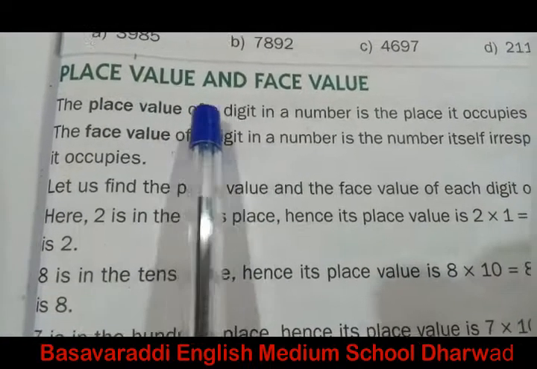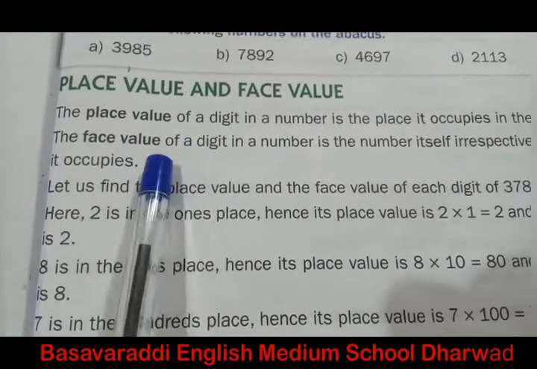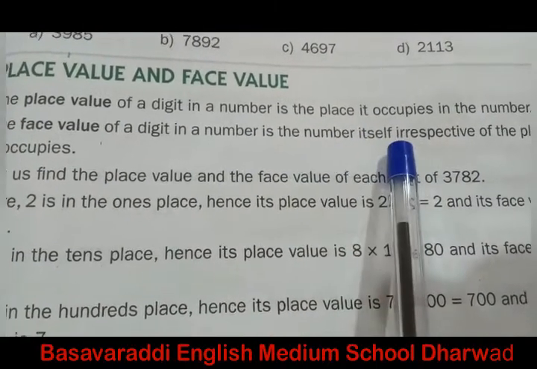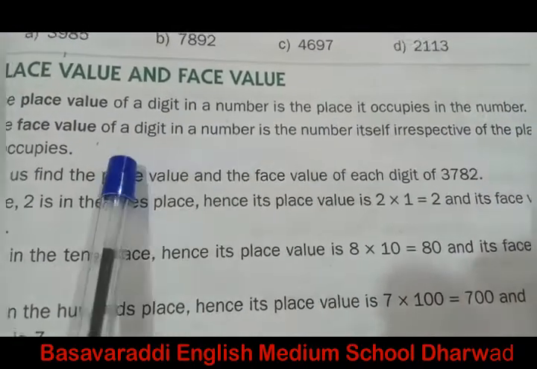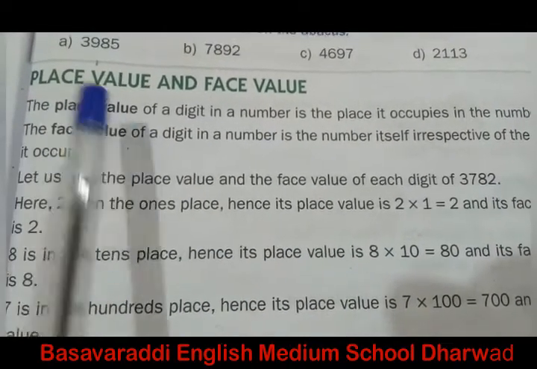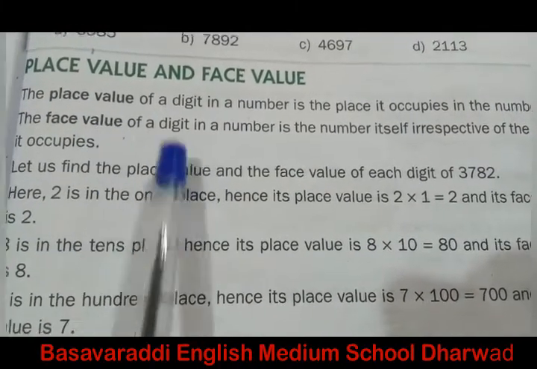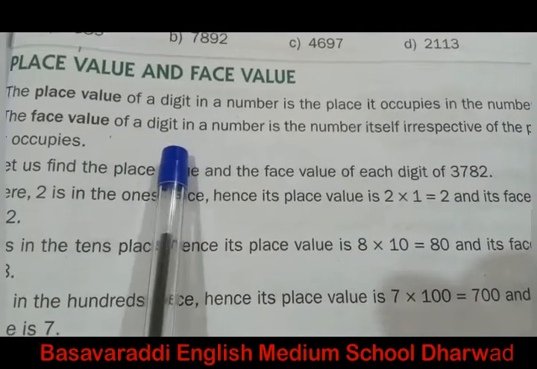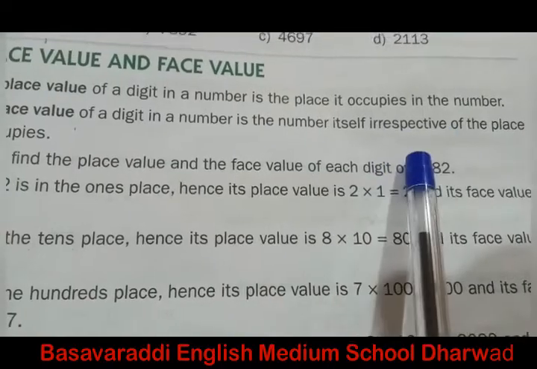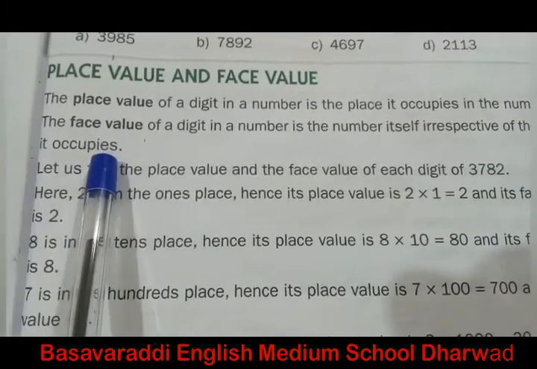Place value and face value. Place value means what? The place value of a digit in a number is the place it occupies in a number. Whichever place the digit is in, that is its place value. The face value means the digit itself only. The face value of a digit in a number is the number itself, irrespective of the place it occupies.